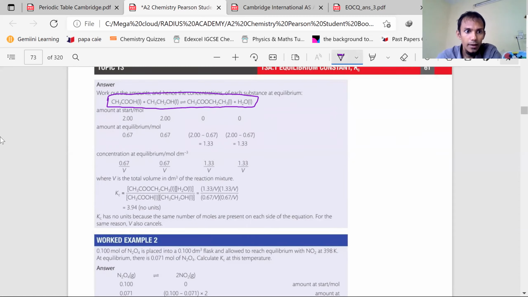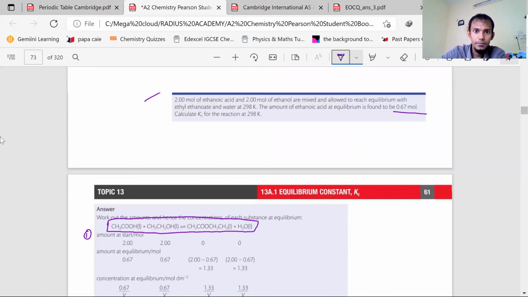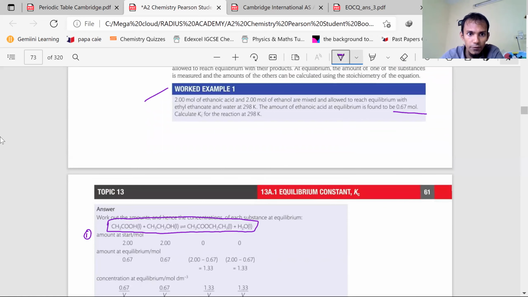So you see, the first thing you need to find is amount of mole at start. You see, these are given. Amount of mole at start. 2 mole of ethanoic acid reacted with 2 mole of ethanol. So 2.00 mole ethanoic acid is reacting with 2 mole of ethanol. Do you understand this?